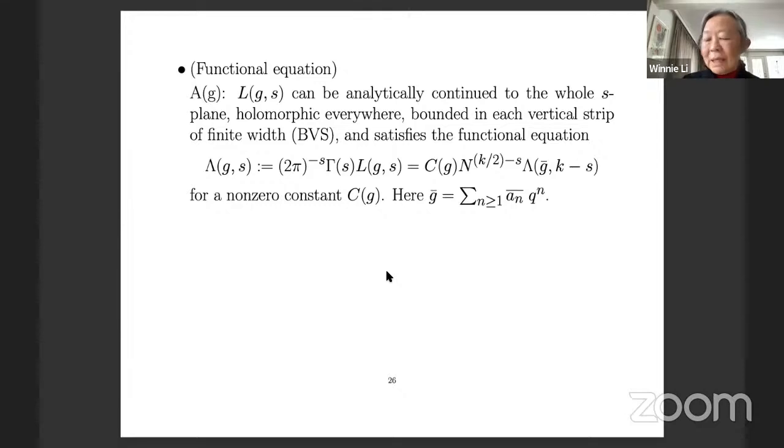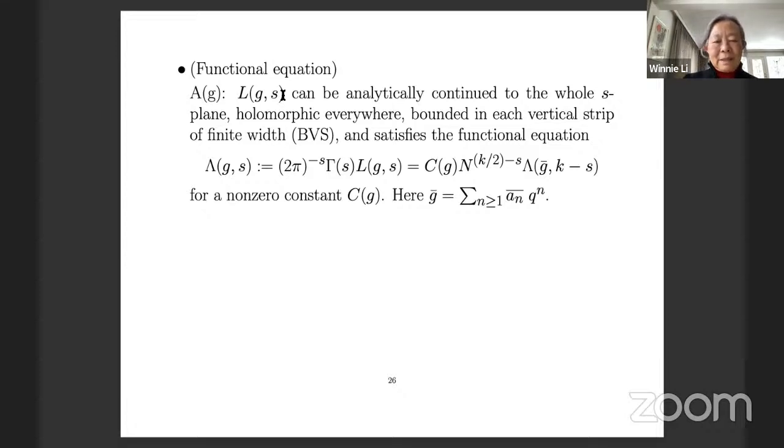And the final property I will talk about is the analytic property of the associated L function. Originally defined as an Euler product, it converges absolutely for the real part of s large enough. In fact, it can be analytically continued to the whole s plane and is holomorphic everywhere. So it's an entire function. It's bounded in each vertical strip of finite width.